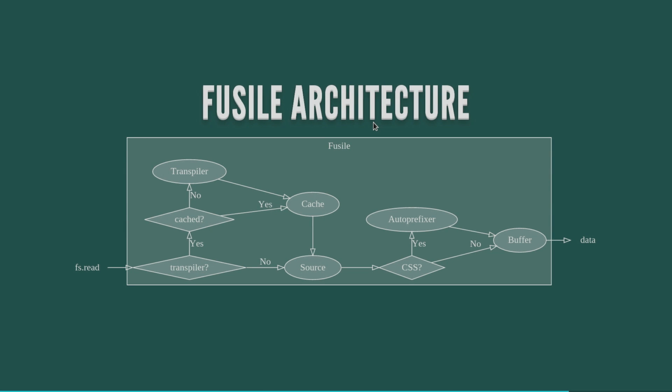This is how it works. I don't think I have time to go into details, but you generally start over here on the far end, and it basically checks, do you have a transpiler for this file that you're reading? If no, it just passes through to the original file system. If it does, then it goes through a whole thing of, is it cached? If it's not cached, then transpile it, and then send the thing through, and if it's CSS, then please auto-prefix it. You end up with a buffer, and you stream the buffer out.